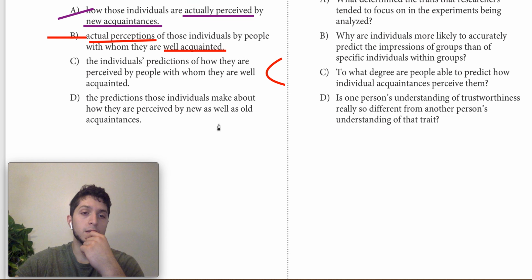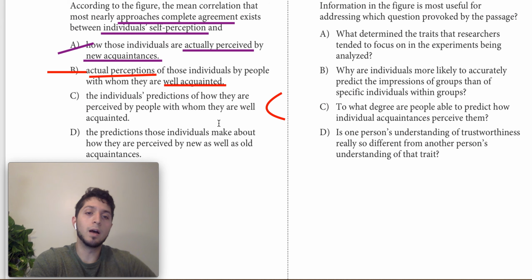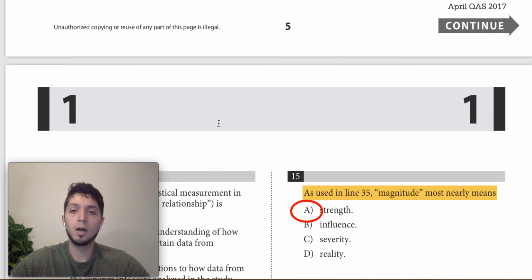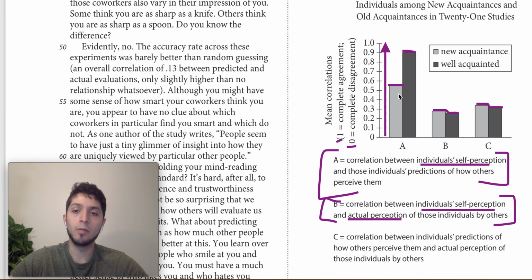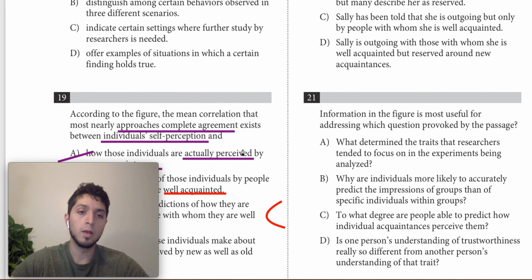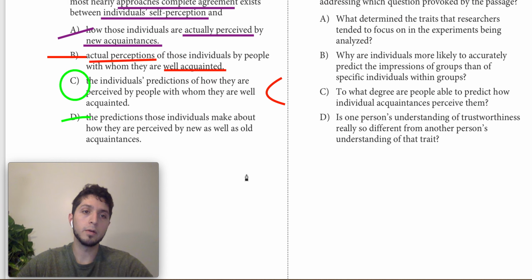And then D says the predictions those individuals make about how they are perceived by new as well as old acquaintances. So this is almost like C, except now we're talking about well acquainted people and new acquaintances, and that would be almost as if these two columns were the same. But we notice there's a big difference between the new acquaintances and the well acquainted. So for that reason, D is going to be out as well, which is going to leave us with answer choice C for our correct answer here.